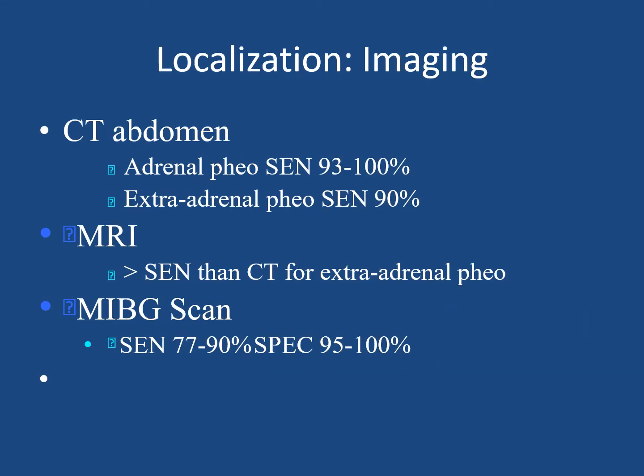Then how will we localize? We have a CT scan abdomen, we have an MRI abdomen, then we have the MIBG scan. Each has almost 90 to 100% sensitivity, but the MIBG scan is more specific than the CT and MRI. The MRI is more sensitive than the CT scan of the abdomen.